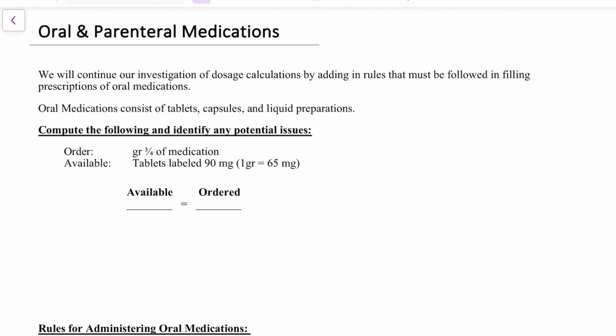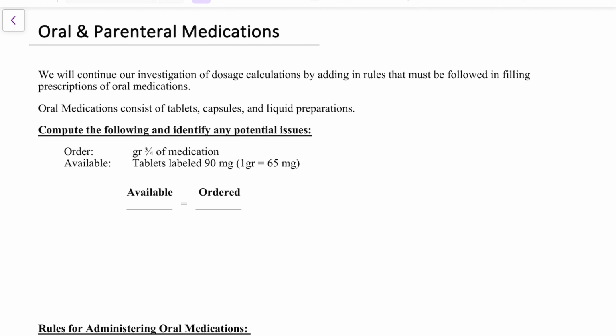Hello everyone, in this video we are going to continue to look at calculating dosages for oral and parenteral medications, but we're going to add in some rules that we need to follow when looking at if it's safe to administer the medication after we've done the math. There are some additional things we need to look at to see if it's actually safe in the real world in terms of nursing and administering that medication.